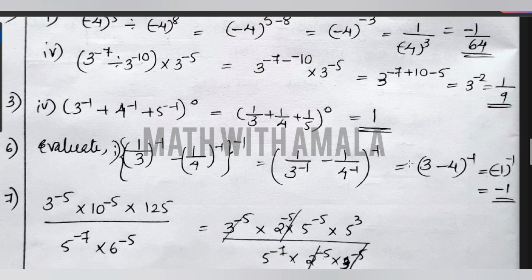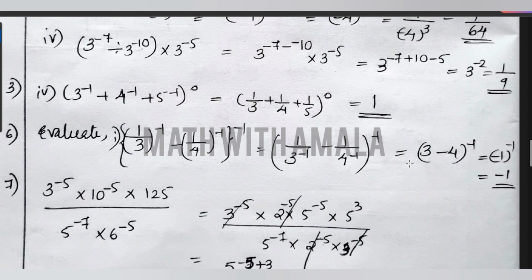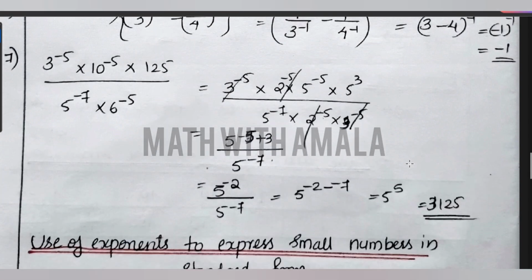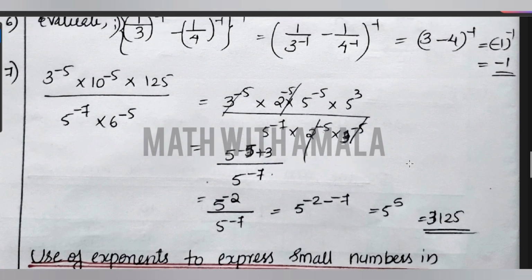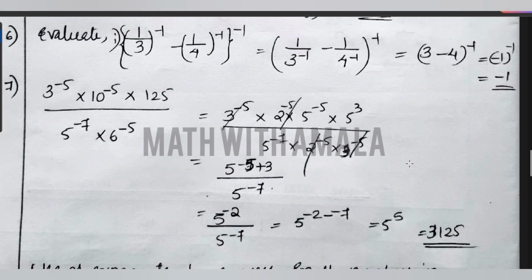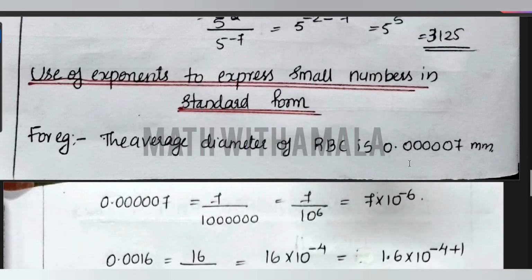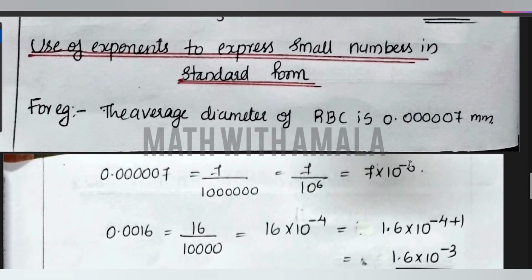3 raised to minus 1 plus 4 raised to minus 1 plus 5 raised to minus 1, whole raised to 0. This is, of course, 1, as anything raised to 0 is 1. In order to evaluate 1 by 3 whole raised to minus 1 minus 1 by 4 whole raised to minus 1, you have to convert it with the laws of exponents. Then the answer is 1 by 3 raised to minus 1 minus 1 by 4 raised to minus 1, whole raised to minus 1, that is 3 minus 4 whole raised to minus 1, minus 1 raised to minus 1, the answer is minus 1. Now you can move to the 7th question also.